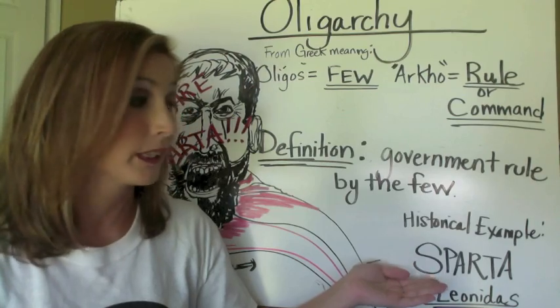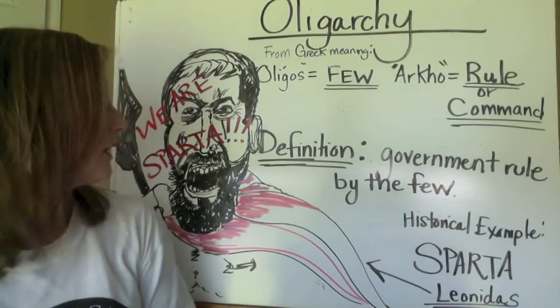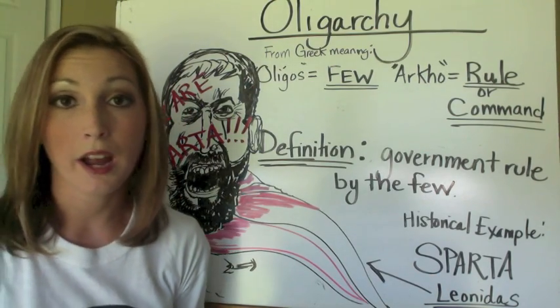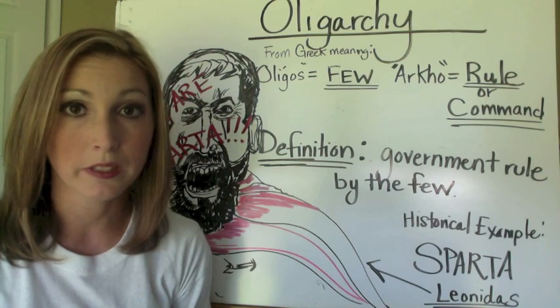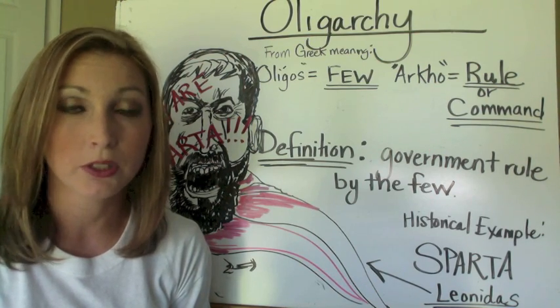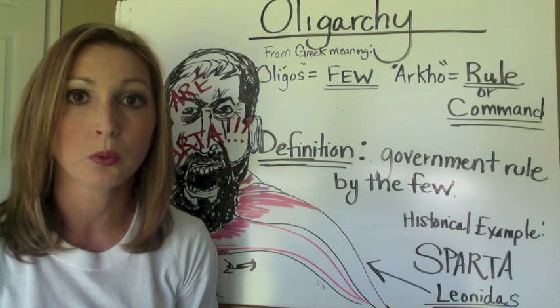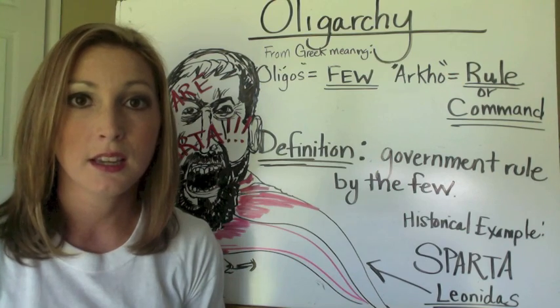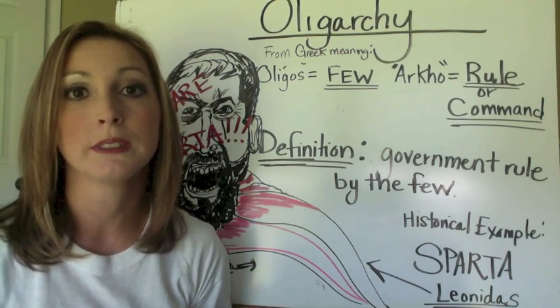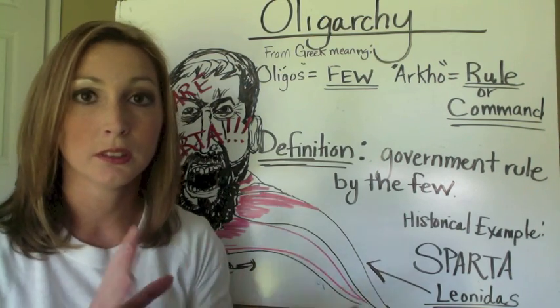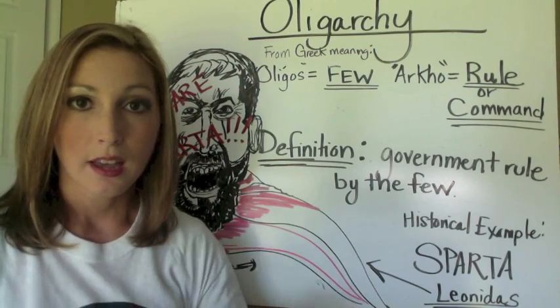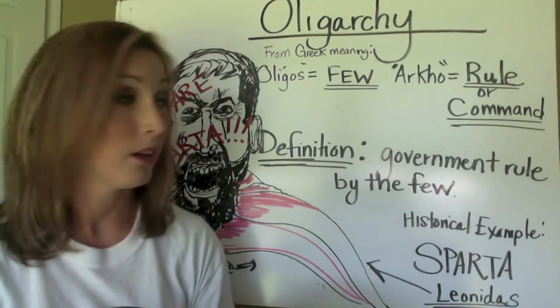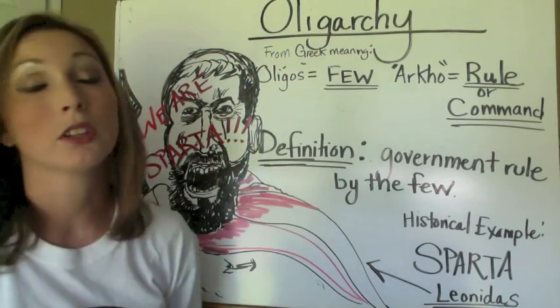A historical example is Sparta. In Sparta, you would have a group of 28 elders over the age of 60 in combination with the two kings, and they would get together and make rules or proposals. And this group of elders was the few that ruled Spartan government. So, as the small group rules, it would be termed an oligarchy.